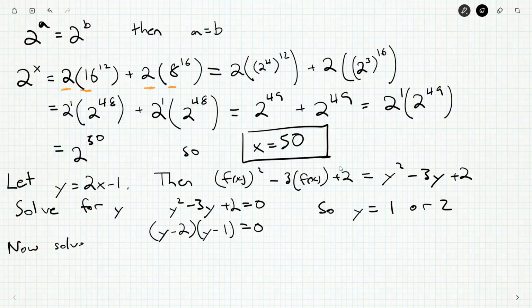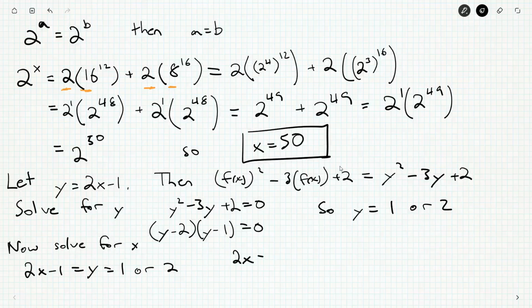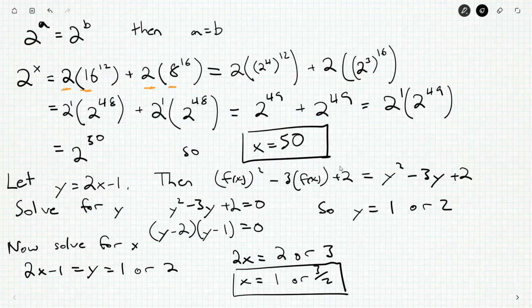So now let's solve for x. So 2x minus 1 is equal to y, which is equal to 1 or 2. So then 2x is equal, we'll bring the 1 over. So 2x is equal to either 2 or 3. Divide by 2, x is either equal to 1 or 3 halves. And we could probably put a box around that.